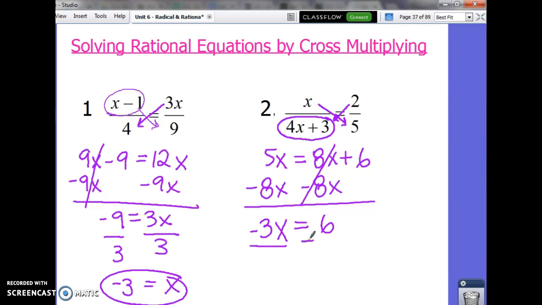And then we'll divide both sides by negative 3. So x is equal to negative 2. And again, just like with any equation, you can plug your answer in to check to see if it works. I would probably recommend using the store feature on your calculator.